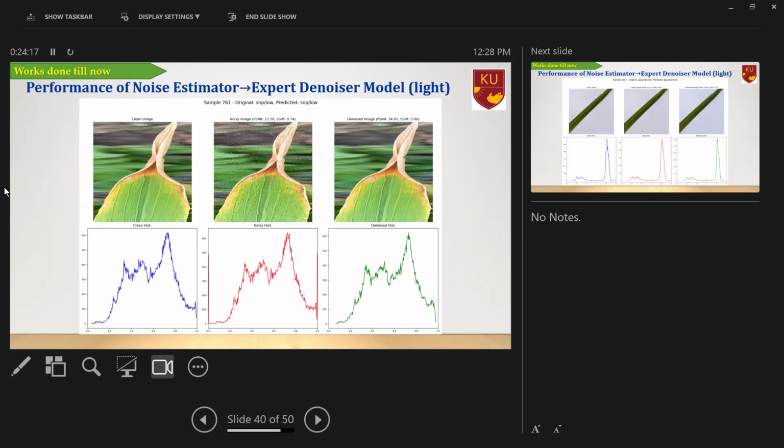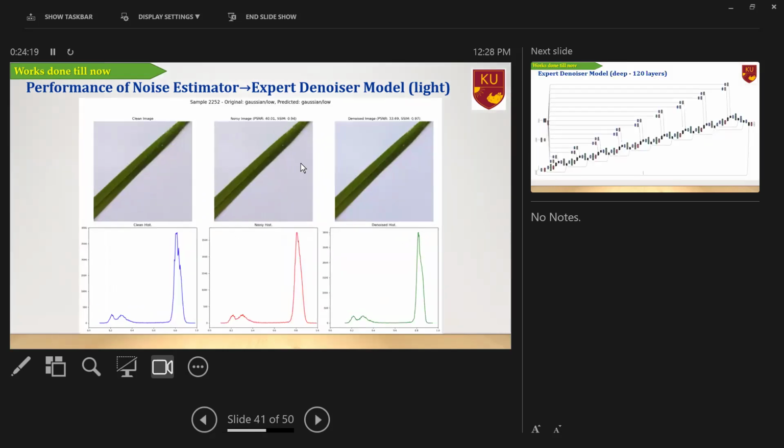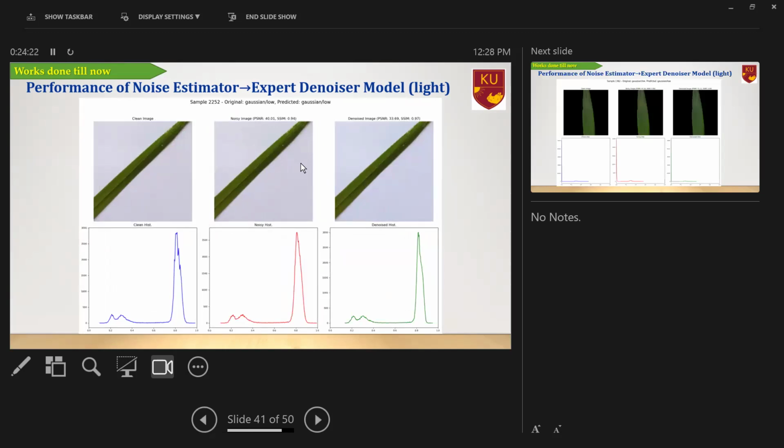So the second image we have, here PSNR decreases. You can see the noisy PSNR is 40.01, and then the denoised PSNR is 33.69. But for SSIM, the noisy image SSIM is 0.94 and the denoised image is 0.97. And here also the prediction is correct, Gaussian low and Gaussian low. So these are the samples.